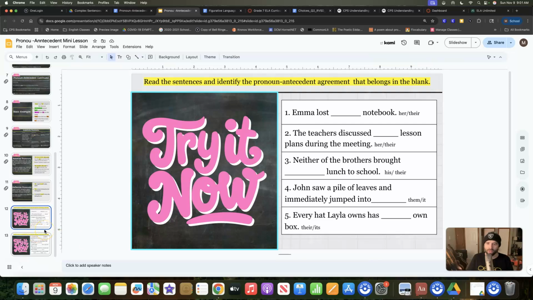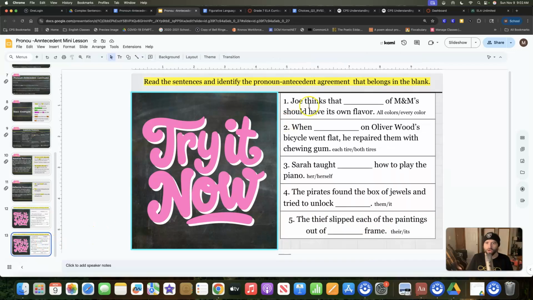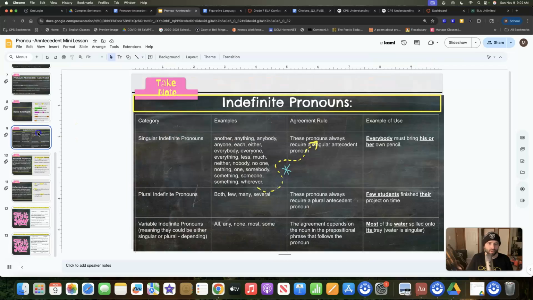John saw a pile of leaves and immediately jumped into them, or John saw a pile of leaves and immediately jumped into it. Now I want to point out here, we're talking about one pile of leaves. There's many leaves in the pile, but we're just talking about one pile. And then every hat Layla owns has their own box, or it has its own box. And on the back, Joe thinks that all colors of M&M should have its own flavor, or Joe thinks that every color of M&M should have its own flavor.